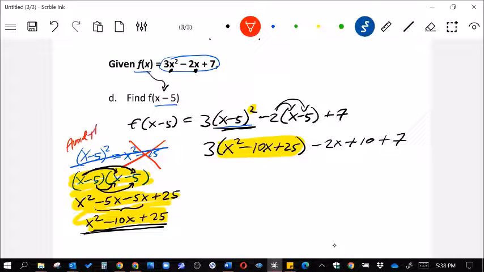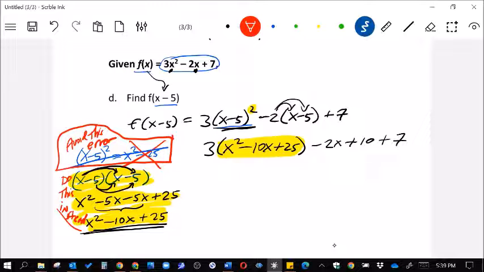Okay. Avoid this error. Do this instead. There, okay. I have to disappear. Avoid this error.